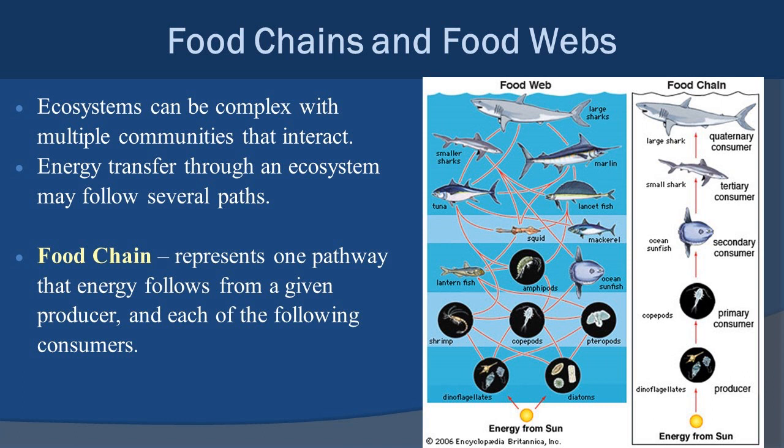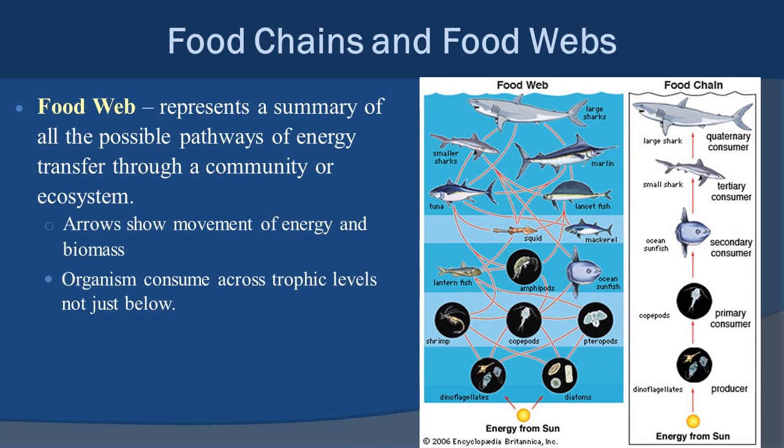That's a food chain. Now, the problem, of course, with a food chain is that it's very simplistic. Most fish, or organisms in general, eat more than one thing. So a food chain only represents one possible food item for each of those particular organisms.